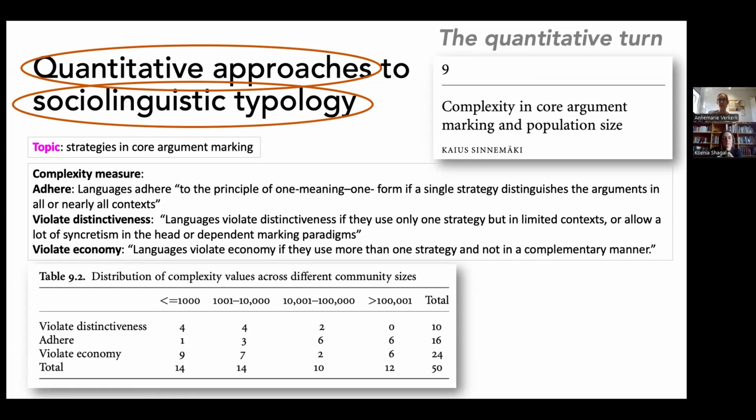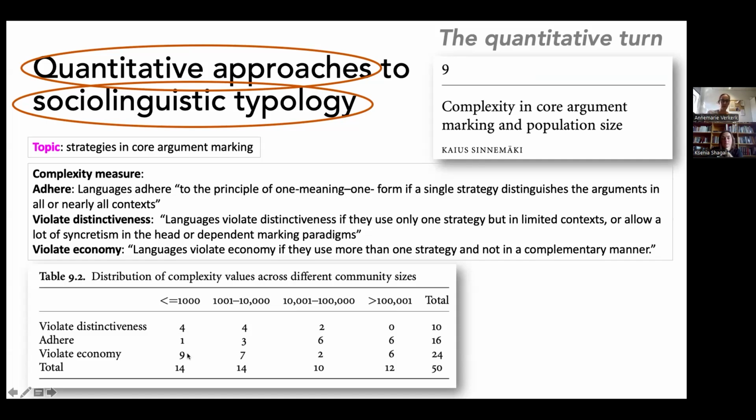If you go over the table, he has a language sample of 50 languages, and he specifically targets languages with different community sizes, right? And as you go down the table, if you look at the adhere row, you can see that increasing, right? So with the increase of community size, languages seem to stick to the one meaning, one form principle when it comes to strategies in core argument marking. So overall, the general result is that larger populations tend to adhere to the one meaning, one form principle for argument marking, while small populations tend to deviate. They tend to violate distinctiveness or to violate economy.